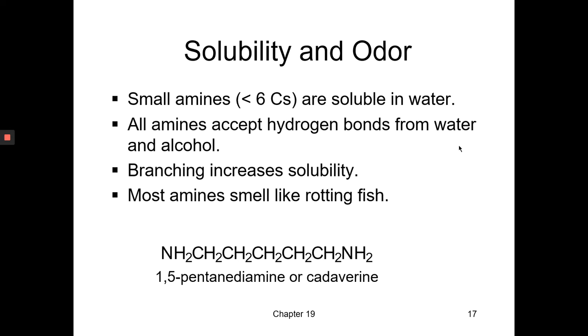This is a compound called 1,5-pentane diamine, or 1,5-diaminopentane. It's commonly called cadaverine, and it's given off from rotting flesh. There is a similar molecule, which is the 1,4-diaminobutane, which is called putrescine. And likewise, it has an extremely bad odor.